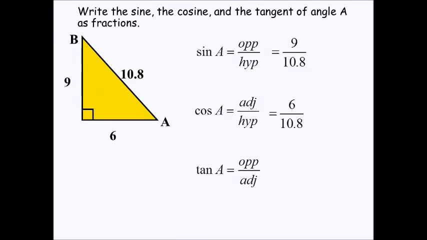The tangent of angle A is defined as the side opposite angle A divided by the side adjacent to angle A. The side opposite angle A again is 9, and the side adjacent to angle A again is 6. Therefore, tangent of angle A is equal to 9 divided by 6, which reduces to the ratio 3:2.